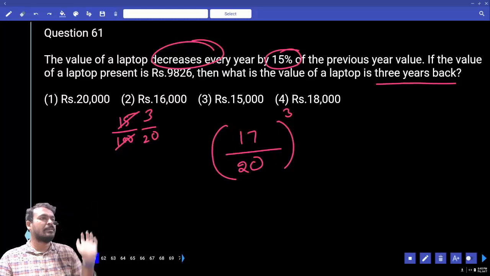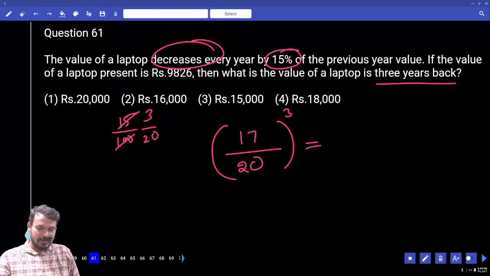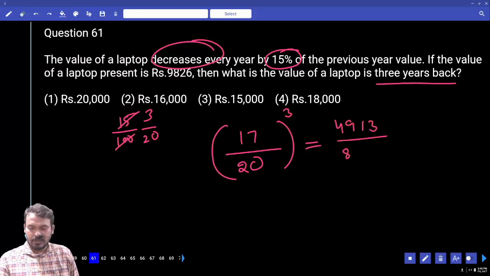3 years back we consider 20. At present we consider 17. If it is only 1 year, but if it is 3 years, we write directly power 3. What is 17 cube? 17 cube is 4913. What is 20 cube?